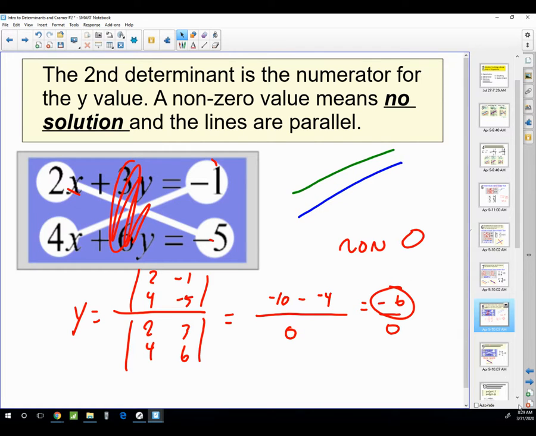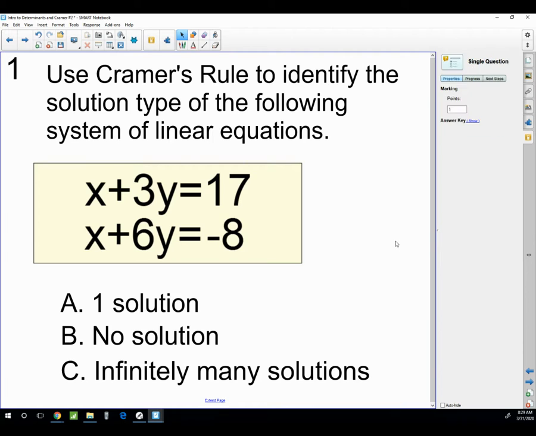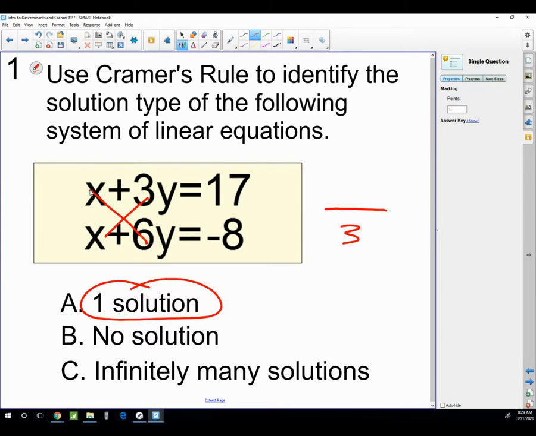And let's do some problems because it's getting long in the tooth here. All right. You might want to pause the video and see if you can answer that. But we can see that this determinant would be 6 minus 3 is 3 for the Y setup. And then the answer is one solution. If the denominator is non-zero, it's one solution. You don't have to do any more. So you kind of want to do the denominator first.